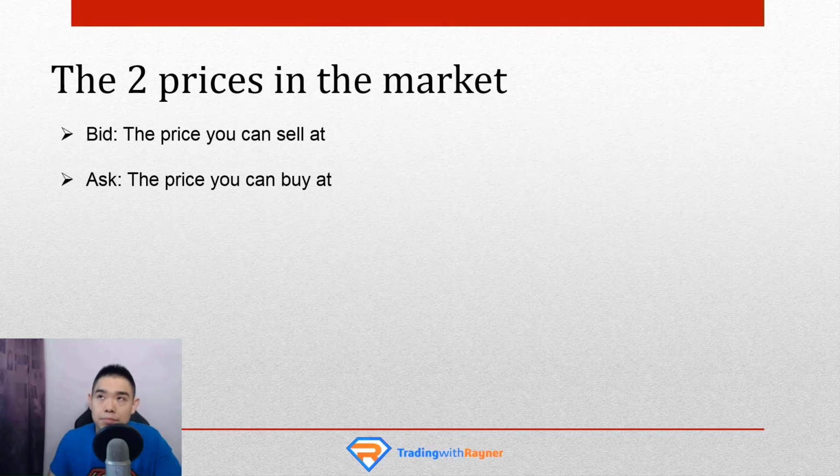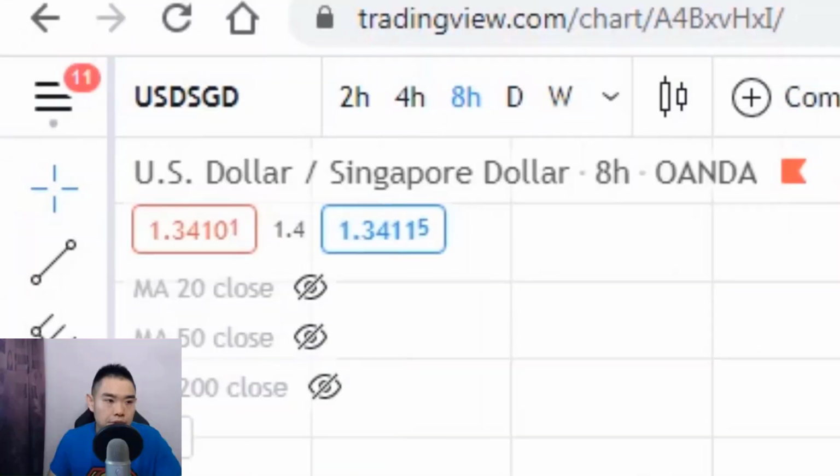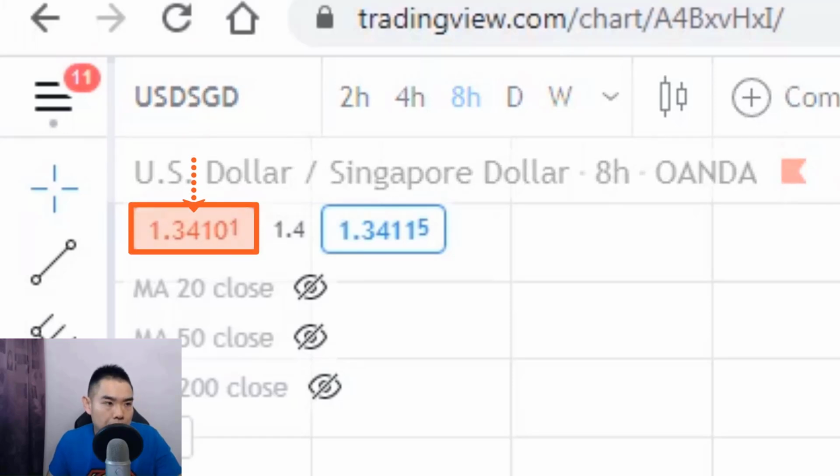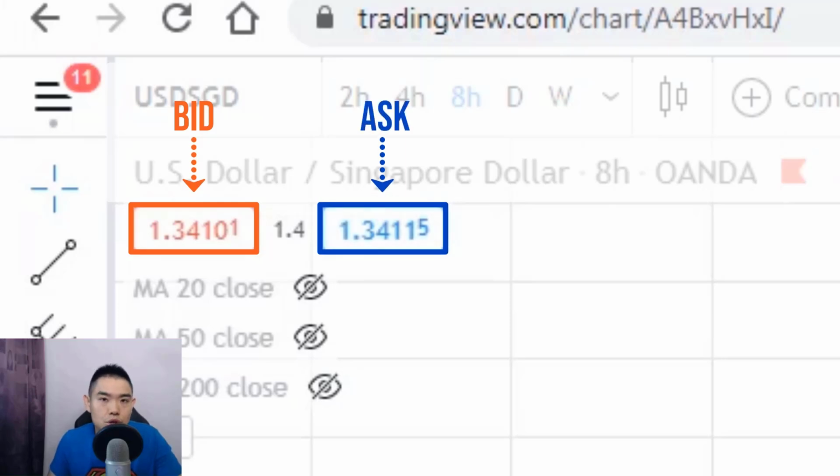So the bid, right? Let's say for example, if you look at a chart, I'm going to bring up my charts over here. You see, this is the dollar, the USD against the Singapore dollar. This over here is the bid, and this is the ask. So as of right now, if I want to sell the US dollar against the Singapore dollar, I can sell it at 1.34101. And if I want to buy US dollar against the Singapore dollar right now, I will look at this blue box and I can buy it at 1.34115. Make sense?